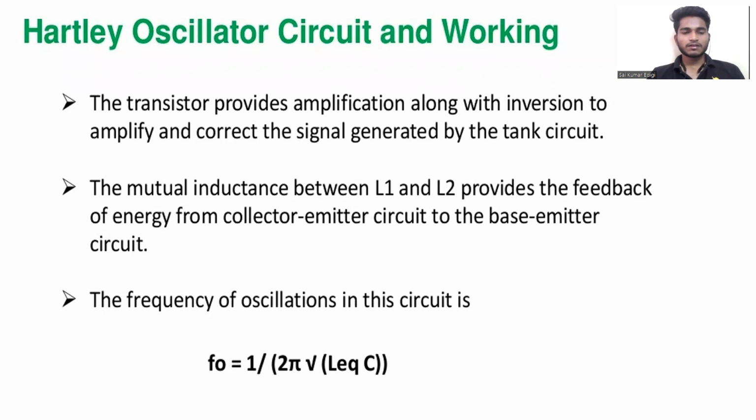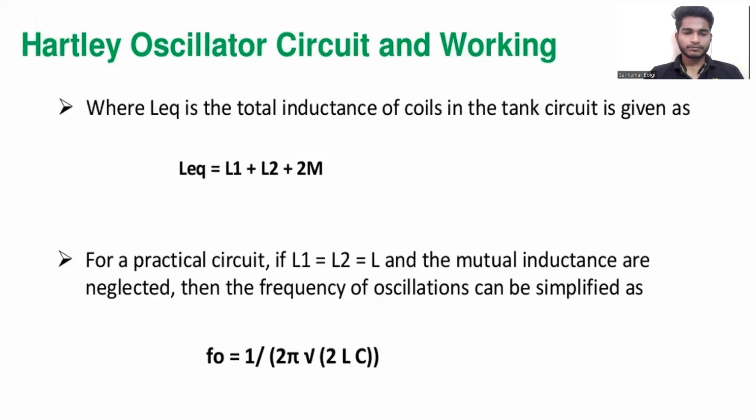The mutual inductance between L1 and L2 provides the feedback of energy from the collector emitter circuit to the base emitter circuit. Now, the frequency of oscillations in the circuit is given by the formula f0 equals 1 by 2 pi root of L equivalent times C, where L equivalent is the total inductance of the coils in the tank circuit, given as L equivalent equals L1 plus L2 plus 2M. M is the mutual inductance. For a practical circuit, if L1 equals L2 equals L and the mutual inductance is neglected, then the frequency of oscillations can be simplified as f0 equals 1 by 2 pi root of LC.